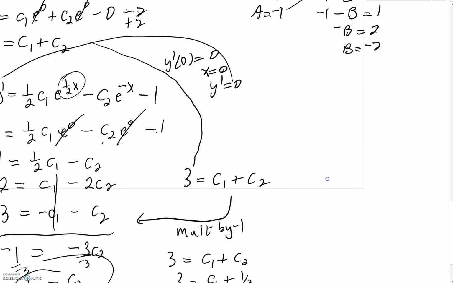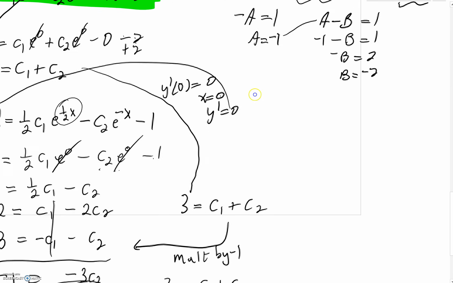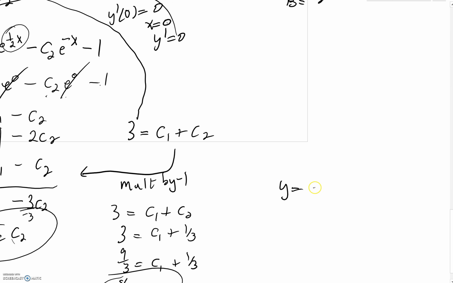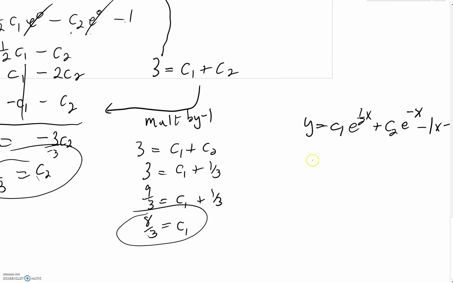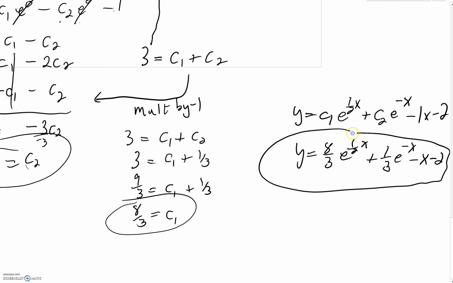And let's just revisit what that answer was right here in green. We had y was equal to c sub 1 e to the 1/2 x plus c sub 2 e to the -x minus 1x minus 2. Now I know what my c sub 1 is. It's 8/3. Now I know what my c sub 2 is. It's 1/3. And I have minus x minus 2. And we are done. That wraps up section 4.6, day 2.